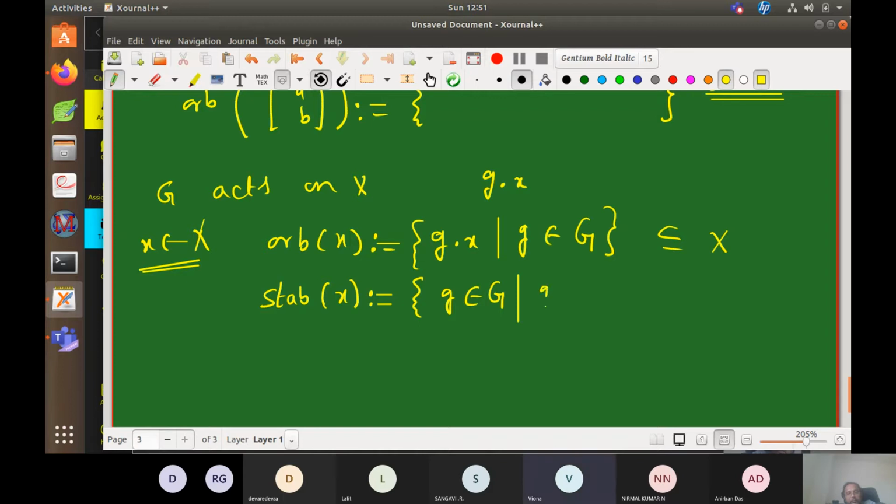Gx is equal to X. Yes, correct. Okay, so Gx equal to X only. But as Anirban told, very nice thing. So actually somebody can define the stabilizer of y of x, right? So y of x is equal to the set of G belonging to G such that Gx equals y, with y fixed.